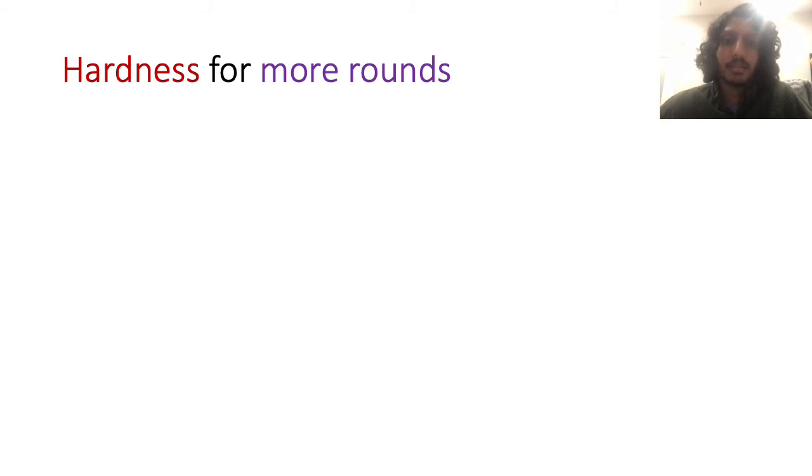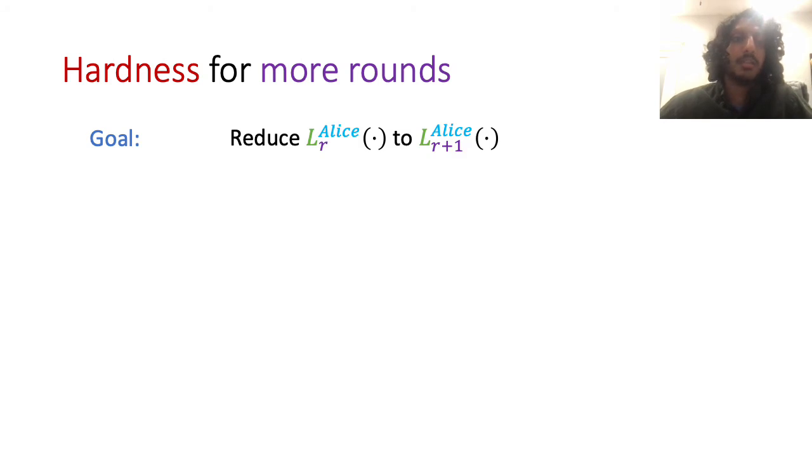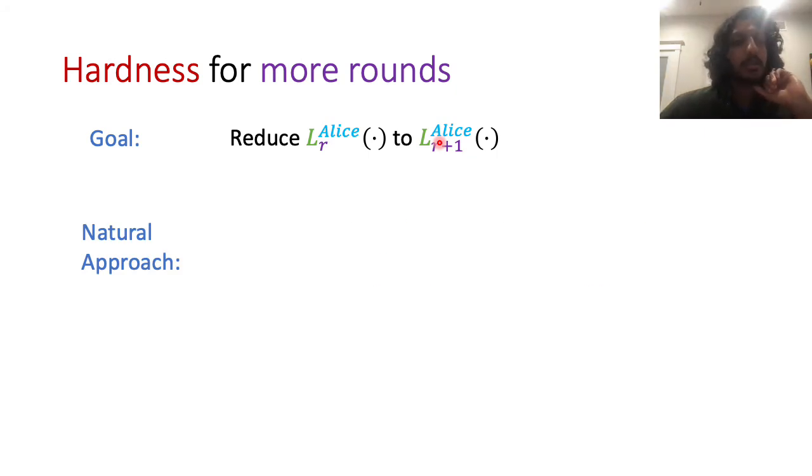And that leads us to hardness for more rounds. So remember, our goal here is to be able to reduce computing communication complexity in the R round setting to the communication complexity in the R+1 round setting. And so a natural approach to doing this is the following.